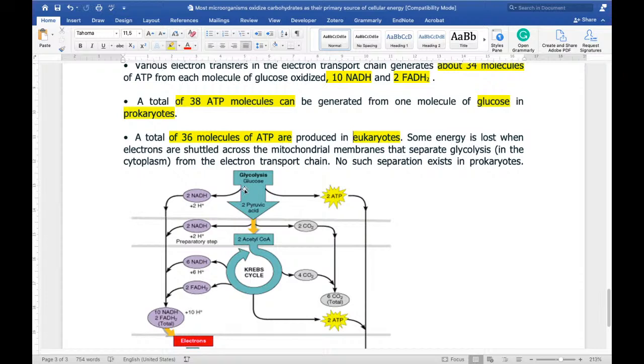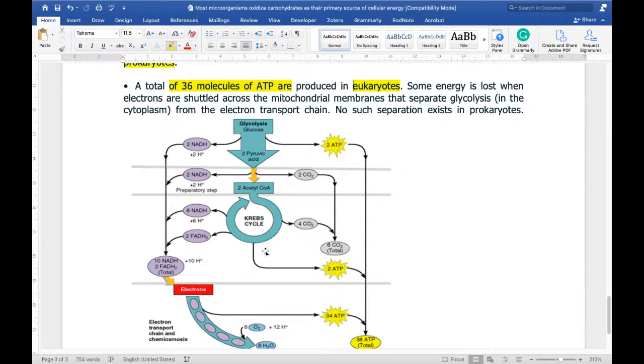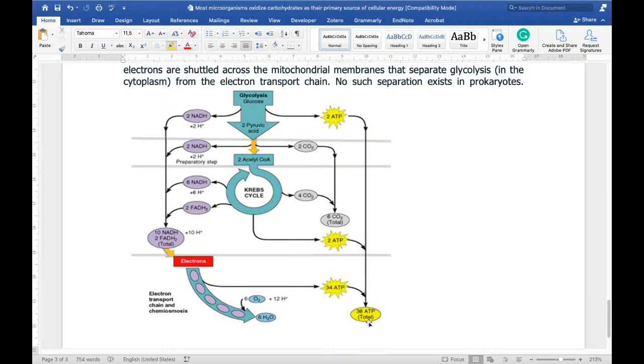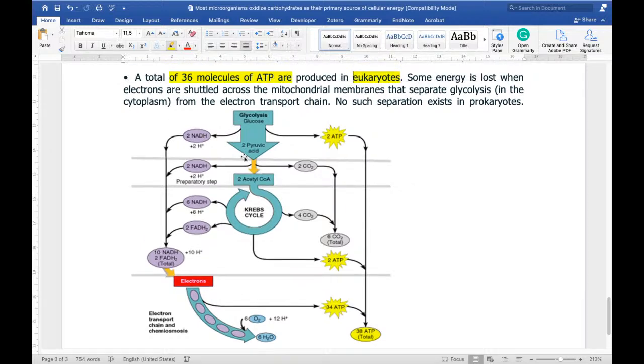So here we can see glucose is producing 2 molecules of pyruvic acid, and pyruvic acid, with the help of the Krebs cycle, produces acetyl coenzyme A, and the Krebs cycle is a cycle, and then from all this you have 38 molecules of ATP produced. So how are all these reactions happening? If we see the right hand side, 2 ATP molecules are produced from the glucose, and then 2 carbon dioxide, 4 molecules of carbon dioxide here, 6 total, and then further 2 molecules of ATP are produced from the Krebs cycle. So 2 plus 2, 4.